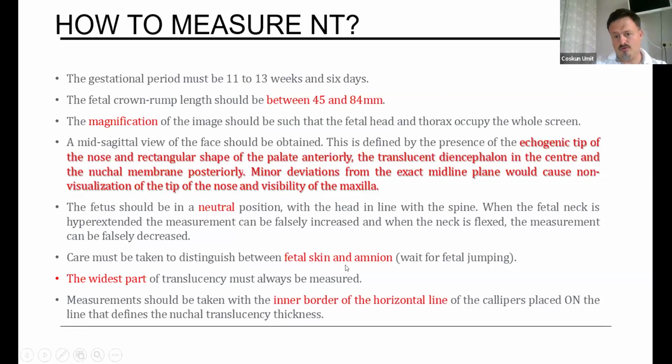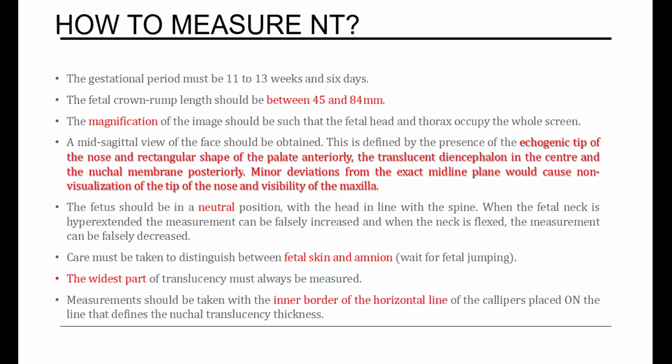Fetal skin and amnion are also very important. We can wait for the fetal jumping to distinguish between fetal skin and amnion. The widest part of the translucency must always be measured. The inner border is important. Some machines automatically take the measurement.